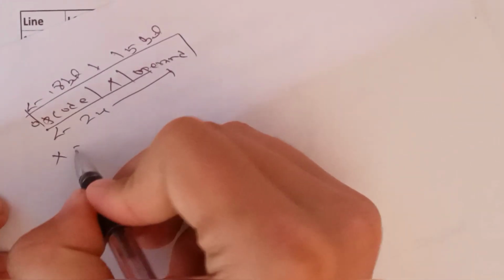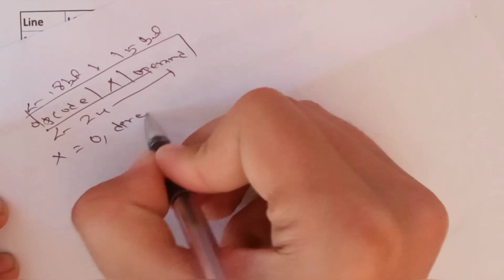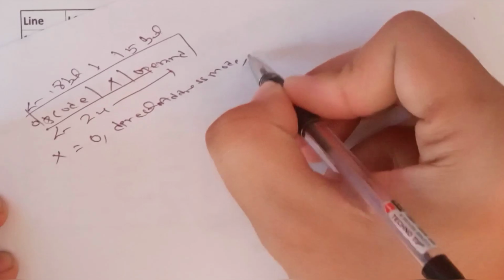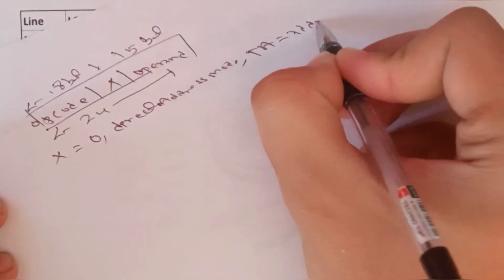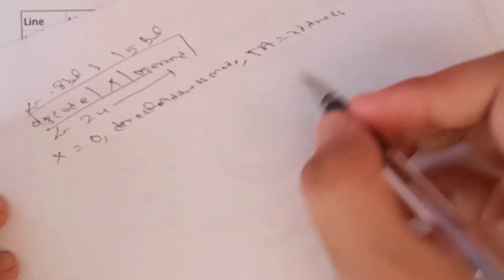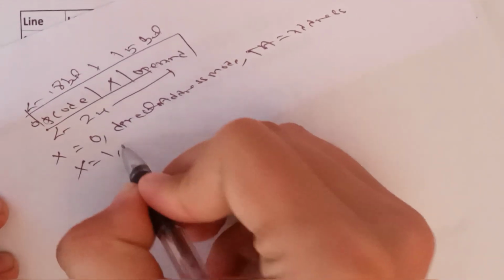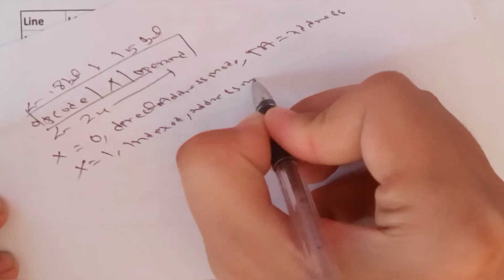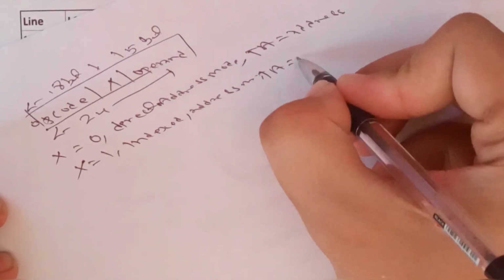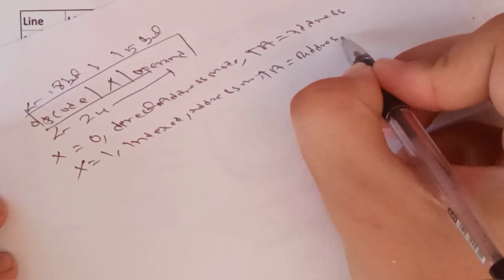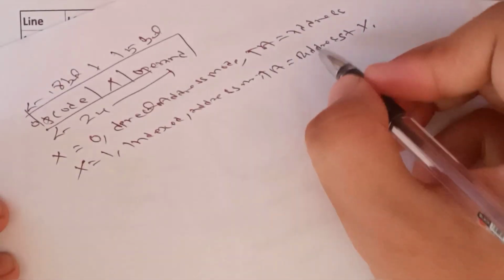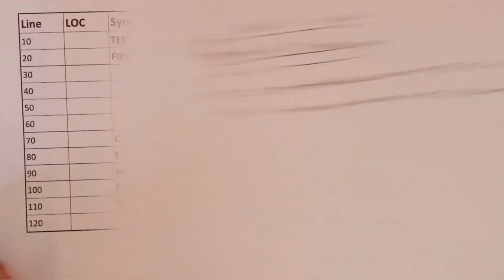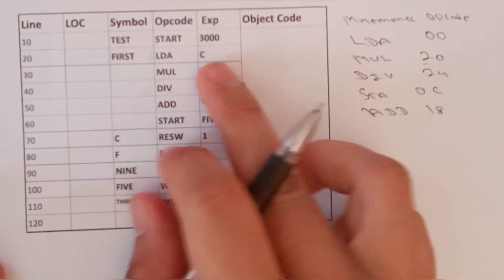So if we have X is equal to 0, then it is the direct addressing mode, that is target address is equal to address. We will perform it later. And if X is equal to 1, then it is indexed addressing mode. Then target address means address plus X. We'll solve it later. So by applying this we have to fill up this table.